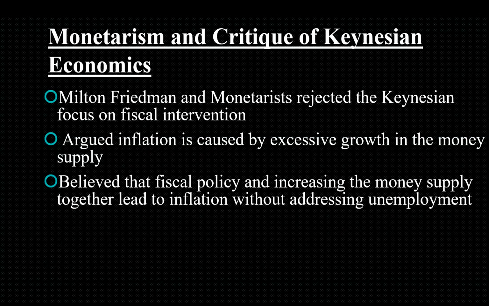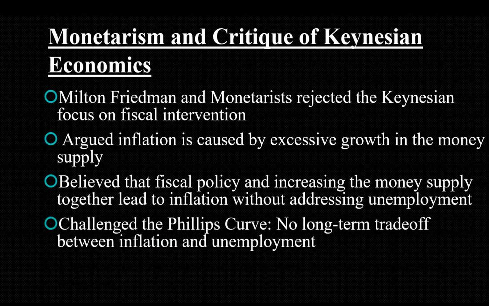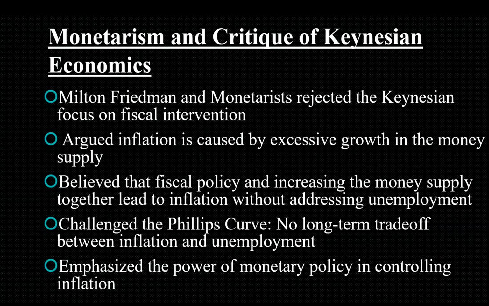Monetarists also challenged the Phillips curve, which suggested a trade-off between inflation and unemployment. Monetarists argued that this trade-off only existed in the short run, and that in the long run, inflation and unemployment are not directly related. They believed that the economy has a natural self-correcting mechanism, where inflation is ultimately a result of too much money chasing too few goods. For monetarists, controlling inflation was paramount, and they argued that monetary policy, particularly controlling the growth rate of the money supply, was the most effective tool for achieving this.